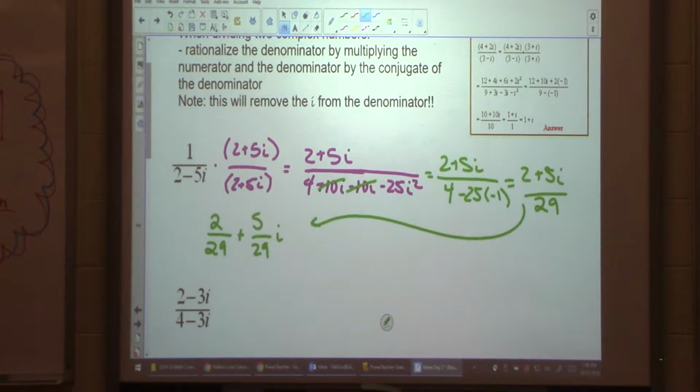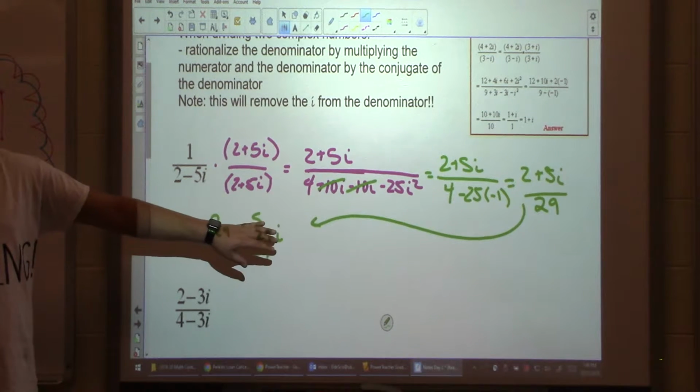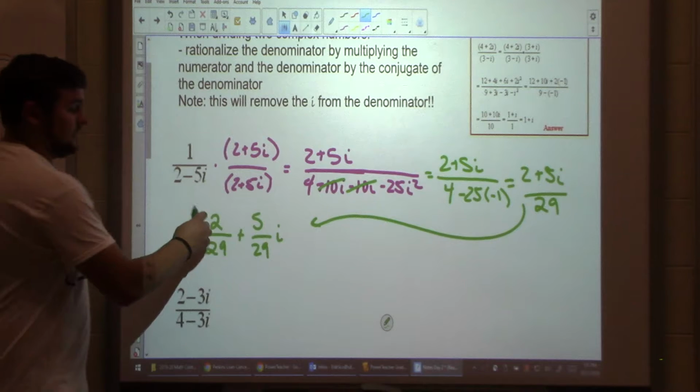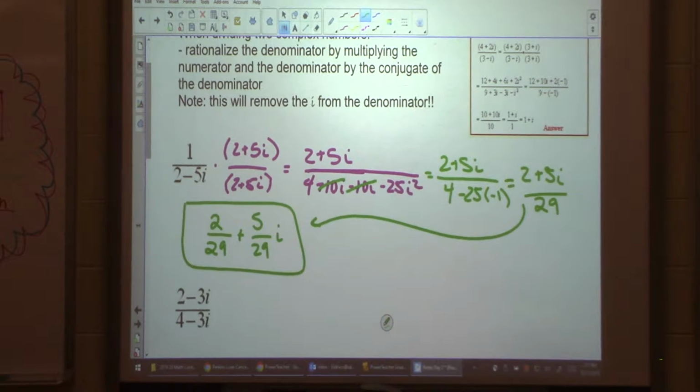Either one works. The reason we do this is because if you can reduce these fractions, do it. Right? If you have that ability to reduce those fractions, do it. Otherwise, that's your final answer. Okay? Does that make sense?